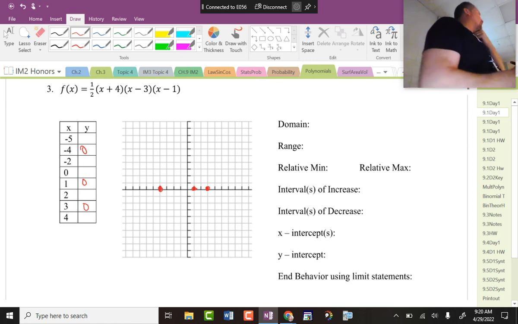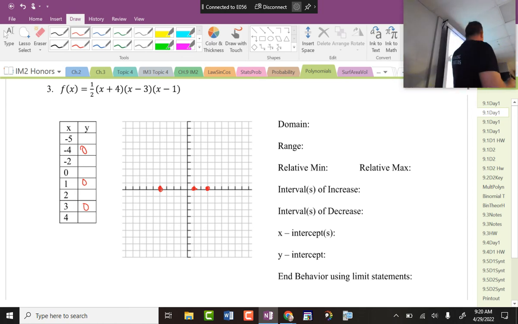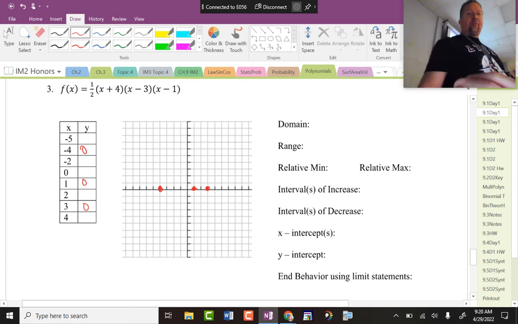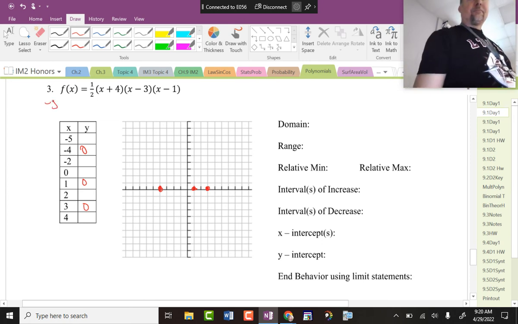This gets kind of crazy, so I'm going to keep track of my numbers up here. This is when I plug in -5. I guess I could write this in function notation. Plugging in -5 is half -5 plus 4, which is -1. -5 minus 3 is -8.